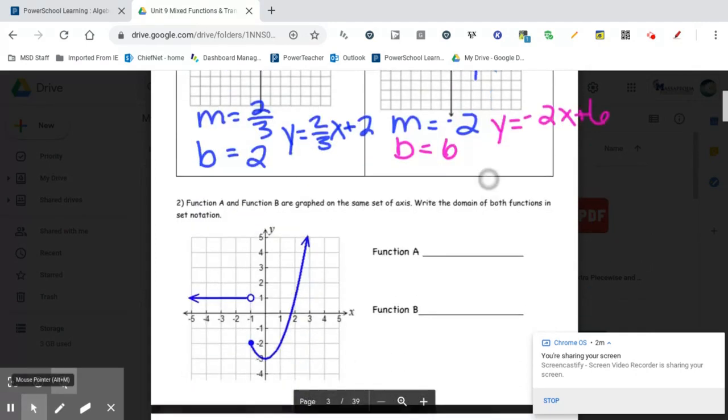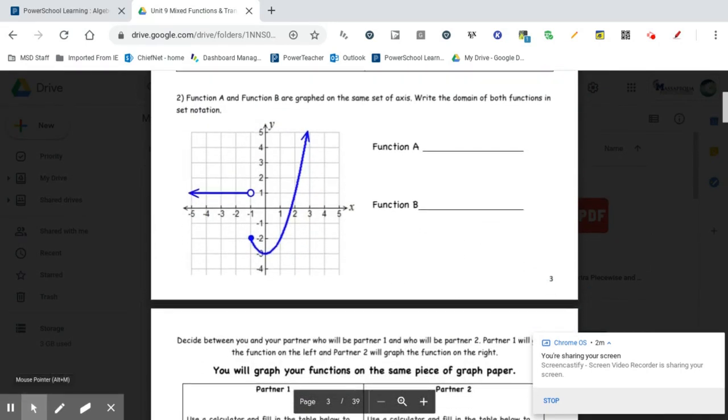Okay, continuing on. Function A and function B are graphed on the same set of axes. Write down the domain of both functions in set notation. Now remember, domain are just your x values. So let's label this for a second. Let's say this is function A, and this one is function B. What would be the domain of function A?